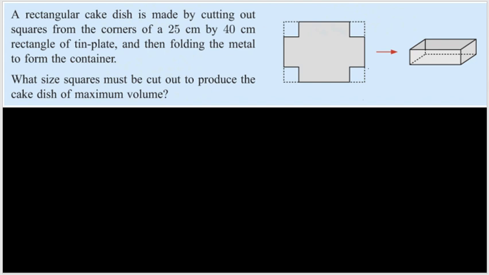So at the beginning it was just a plane, a tin plate. The length is given to us as 40 centimeter and the width was 25 centimeter. Now from each corner we have to cut out a square, each side let's say x, and then when we fold it, it will be converted to a rectangular container.